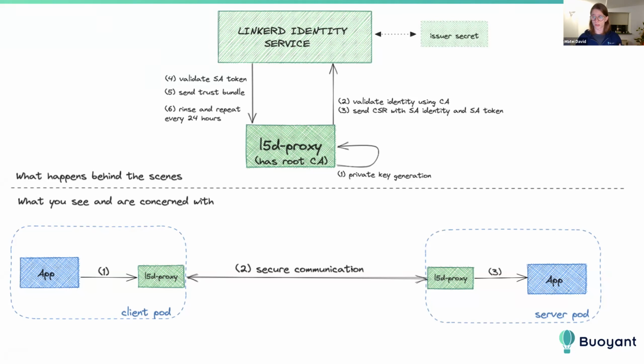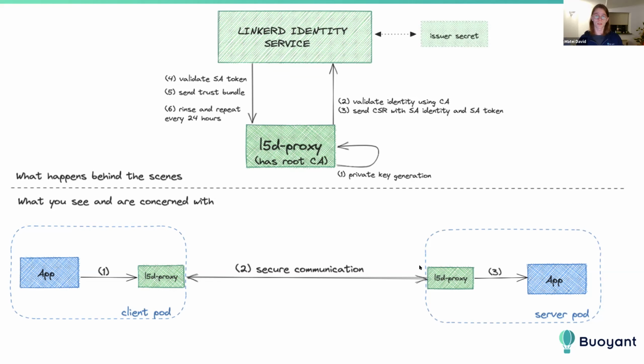Your application will want to talk to a server, right? You have a client, you talk to a server. It will open up the connection, but actually the proxy will intercept your connection. It will intercept your network calls, and it will secure the communication to the other proxy, which is hopefully sitting in front of your application. So this is kind of what you see.